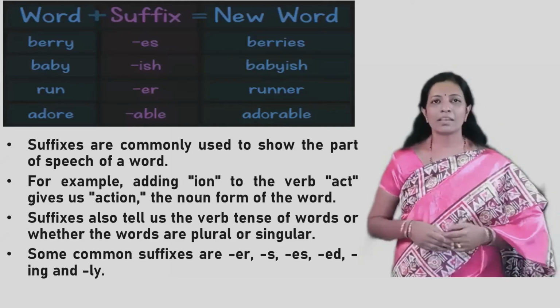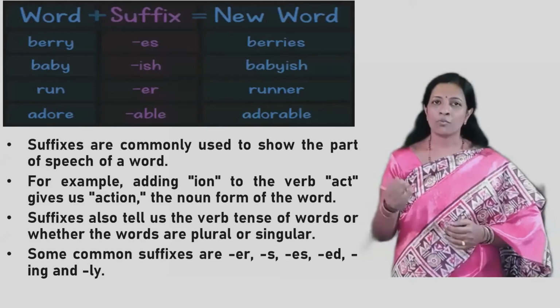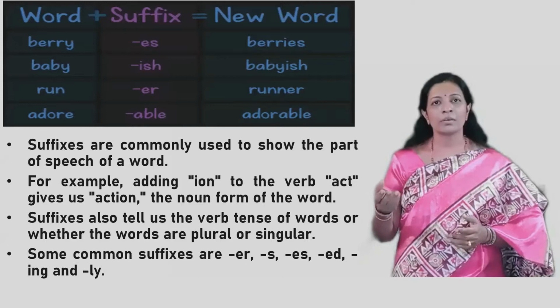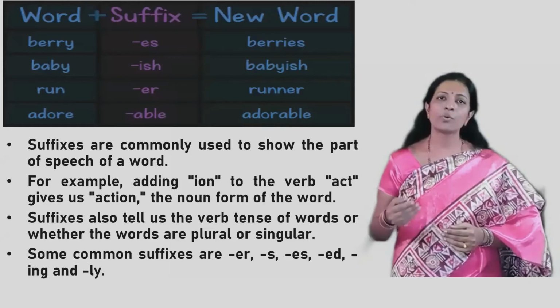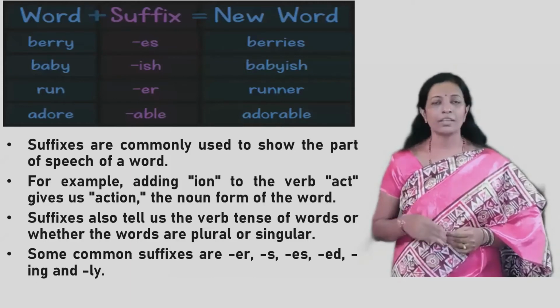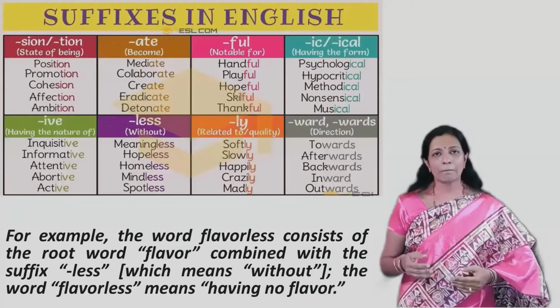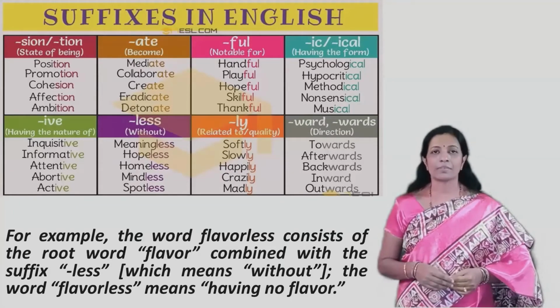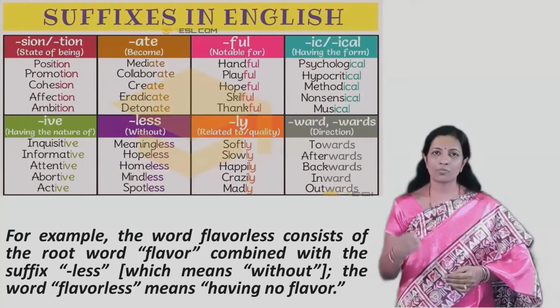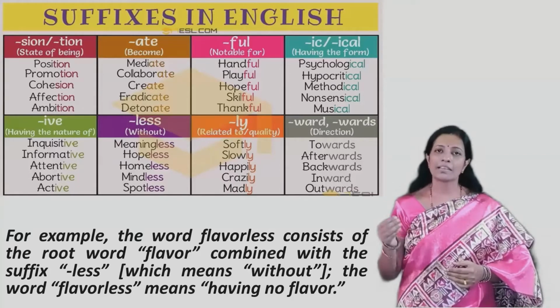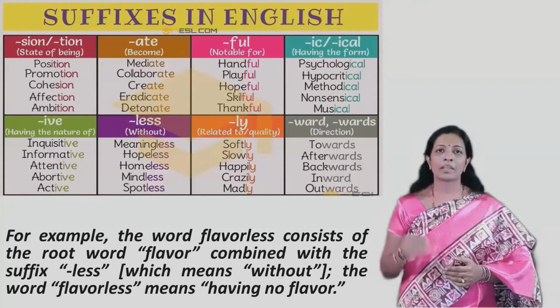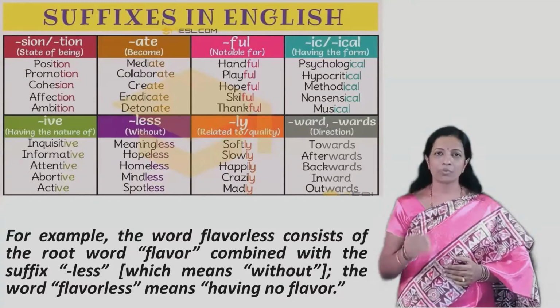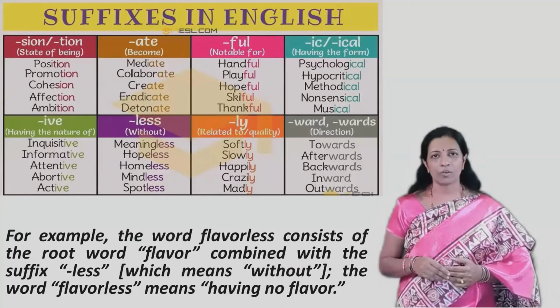So suffixes basically have two main functions. One is they help to form the different part of speech of the root word, and they also identify whether a word is singular or plural. For example, let us take the word flavorless. This word consists of the root word flavor and the suffix less. Less means without, so flavorless means having no flavor. So when we add a suffix to the root word, it changes the entire meaning of the word.